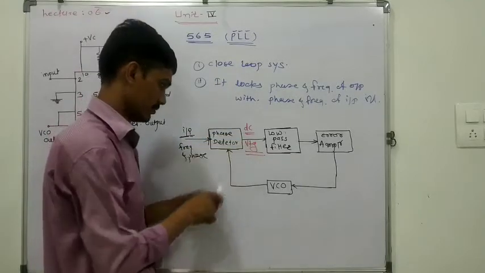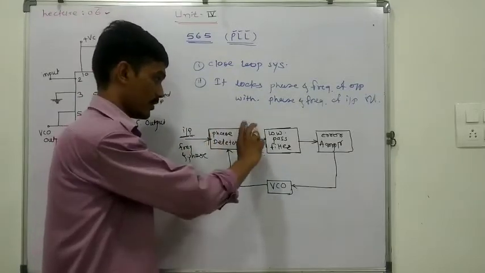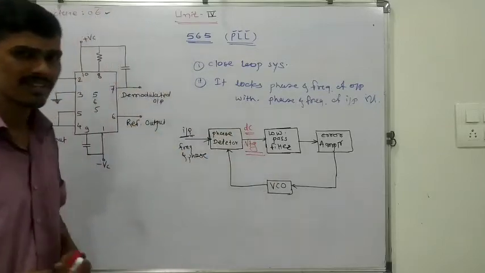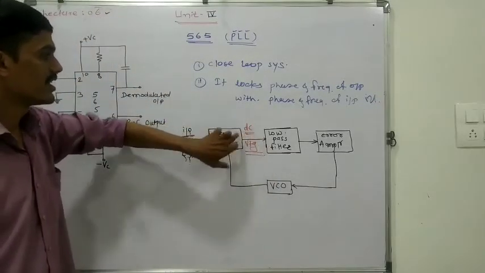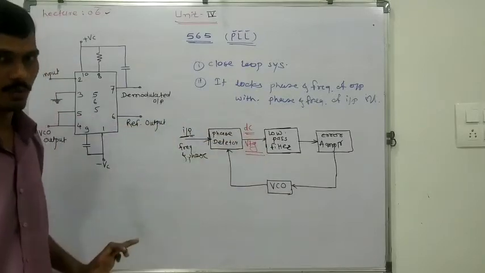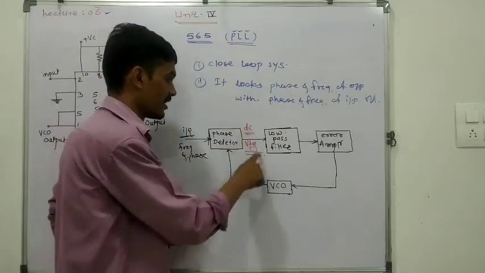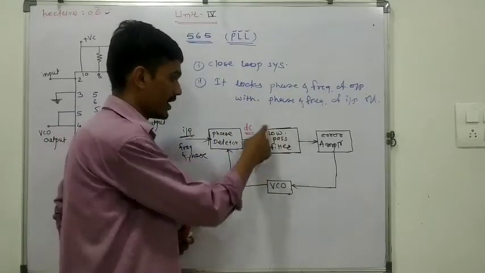Now definitely it has some noise. It may have some low frequency noise or high frequency noise. So whatever signal is available is a DC voltage output with some noise. That voltage will be provided to the low pass filter. Now what does it pass?